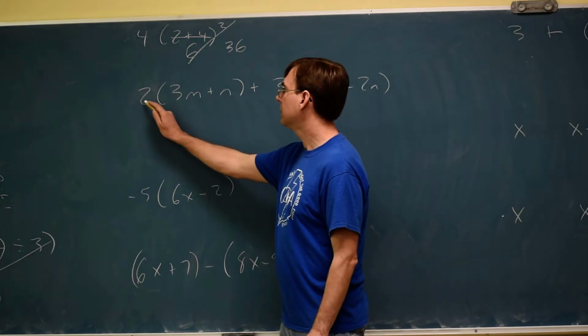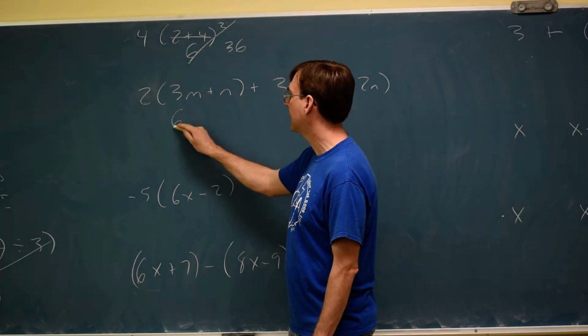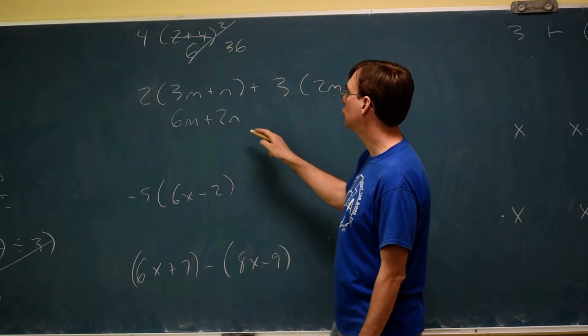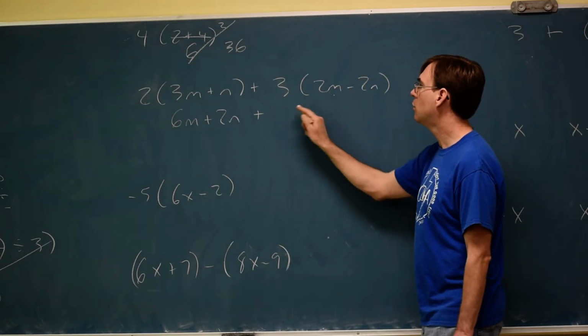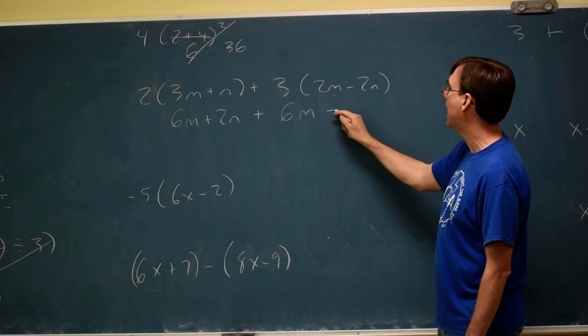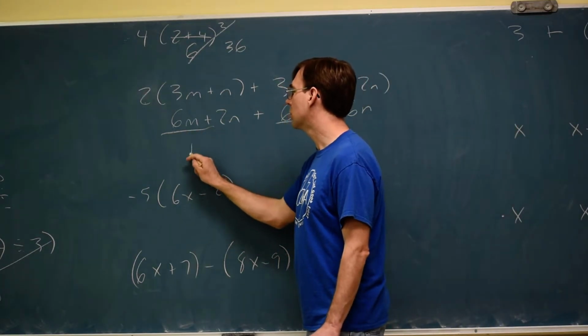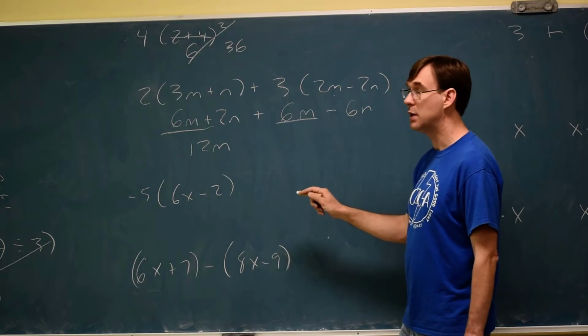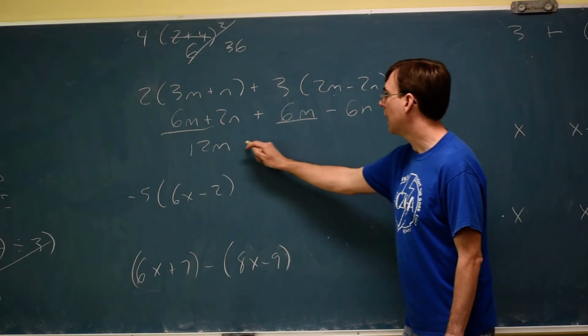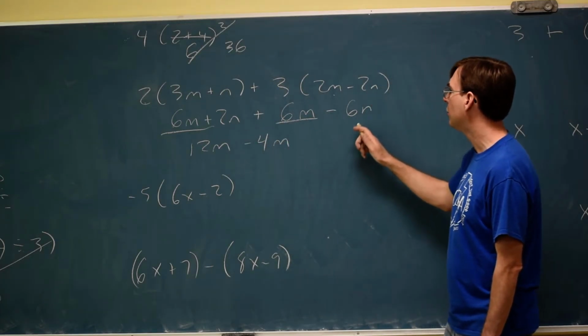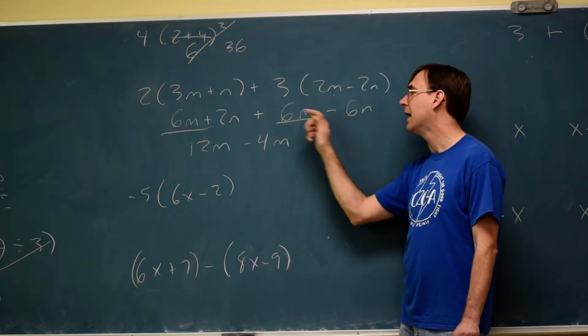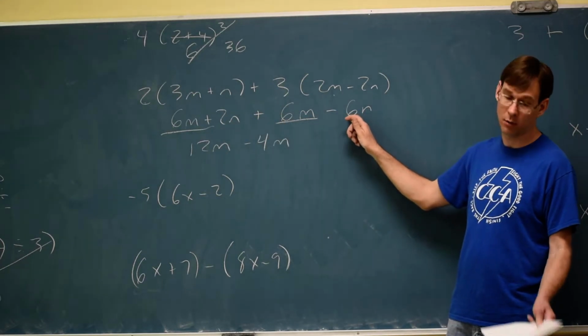21, we're distributing. 2 multiplies both things to get a 6m and a 2n. 3 wants to distribute to get a 6m and a minus 6n. Those are like terms to make 12m if we add them. These are like terms to be a negative 4m if we add them, keeping in mind adding when they're different, it depends on the bigger one and we subtract.